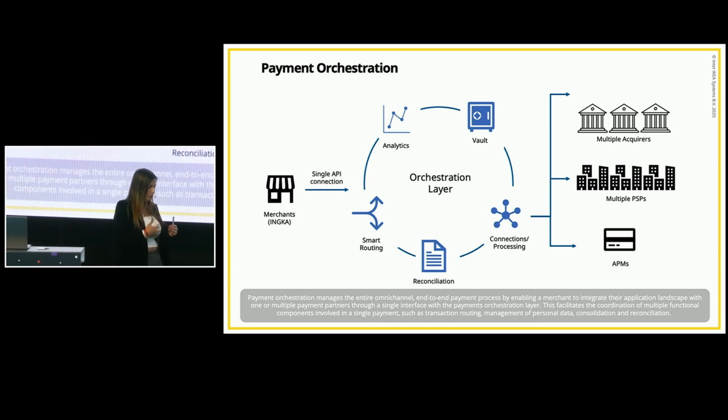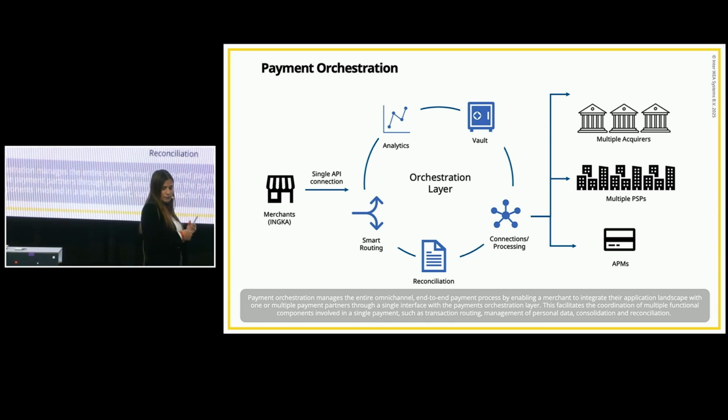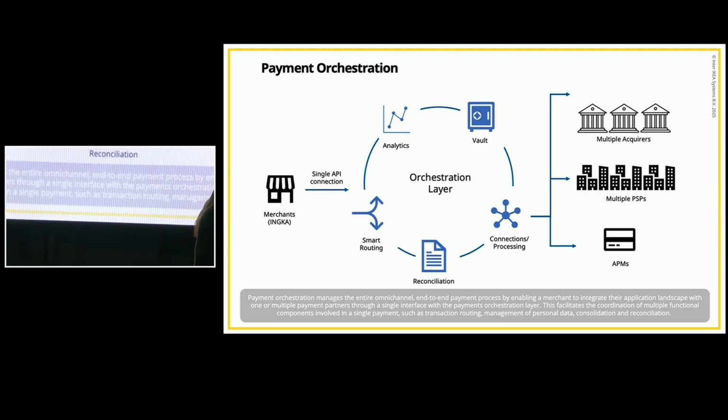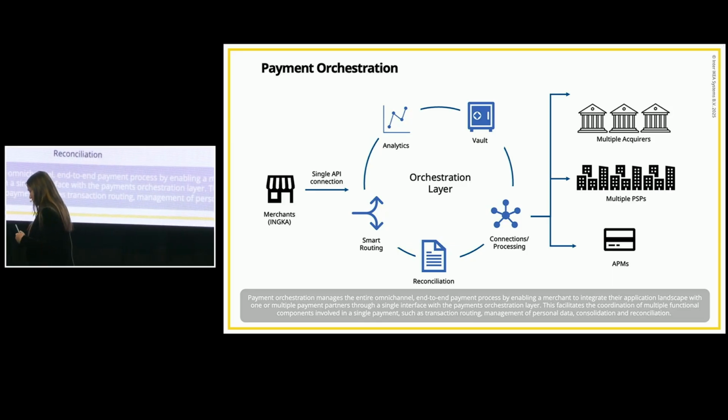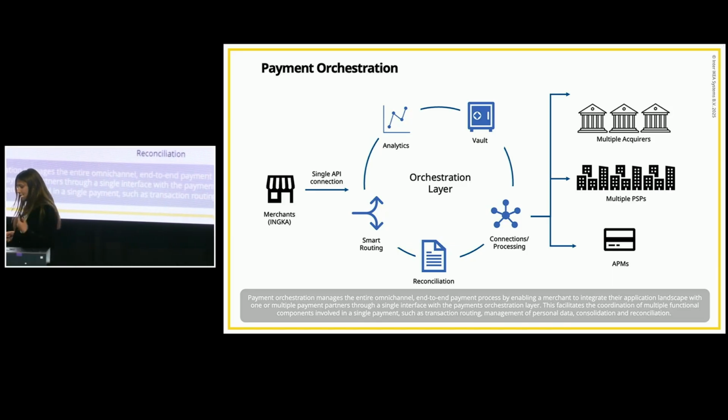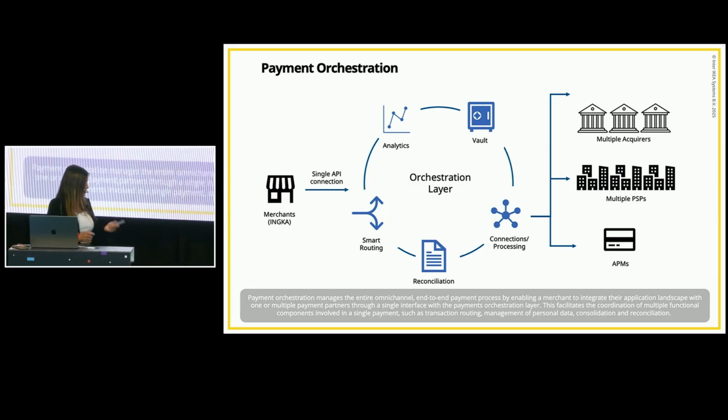What we do today, we integrate to a PSP, who helps us take care of the payments, like connecting to the acquirer, to the banks, and so on. But this step is coming a bit earlier in the payment. Whenever we trigger a transaction, we define which PSP we need to connect to. There could be multiple PSPs, but at the same time, we have to integrate with those multiple PSPs. So this is where the payment orchestration comes in.